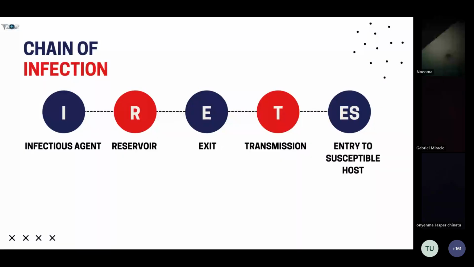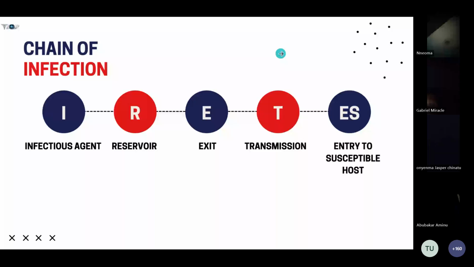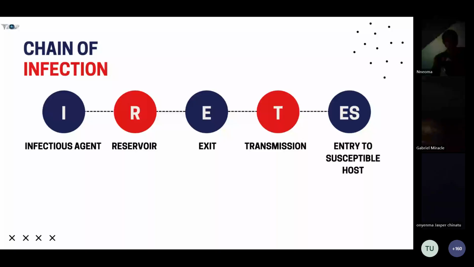All right. So now, the chain of infection includes, I would say, five or six. Now, for every infection, there is an infectious agent. I want you to get that. For every infection, there is an infectious agent. And every infectious agent thrives in a reservoir. And for every infectious agent to actively infect someone, there has to be an exit.